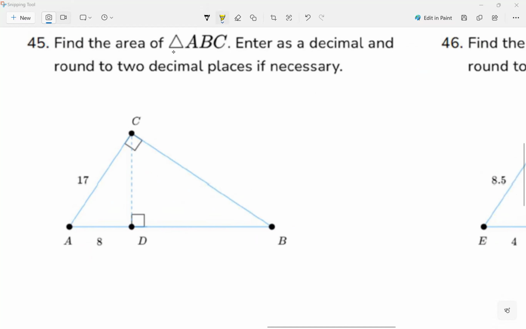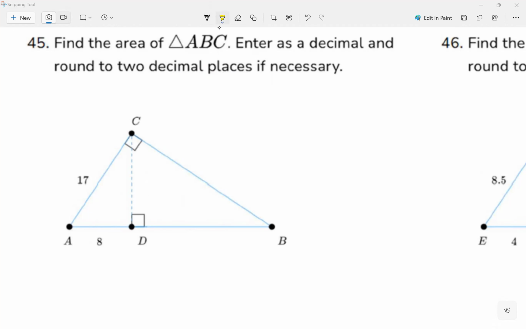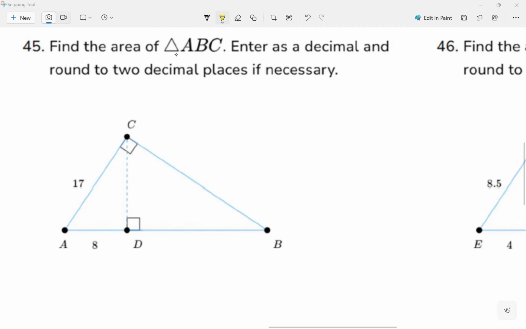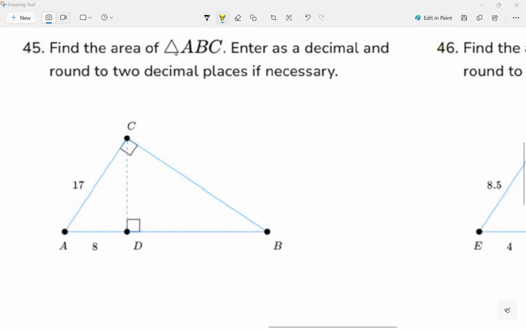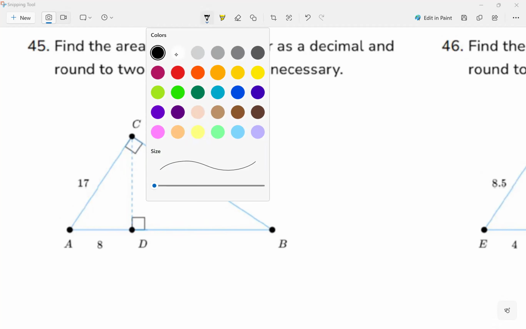Oh, it's not wanting to write. Why not? Can I go with a pen?